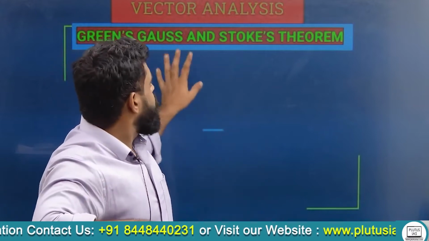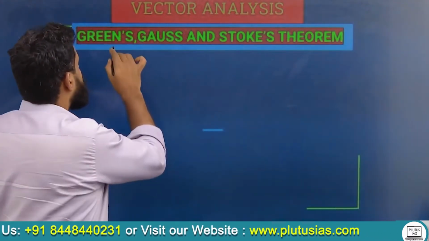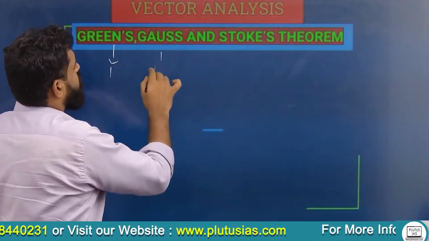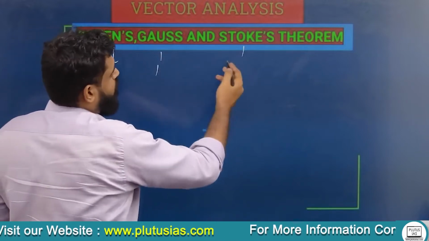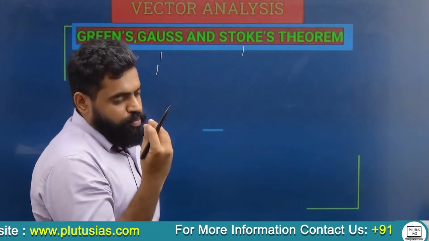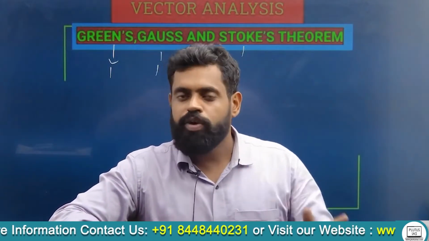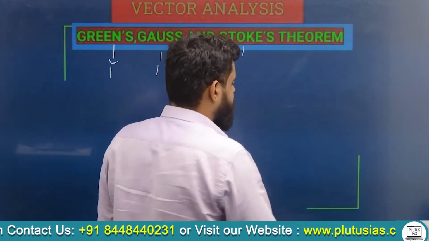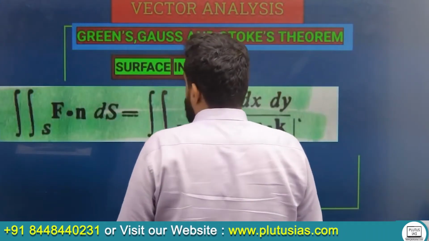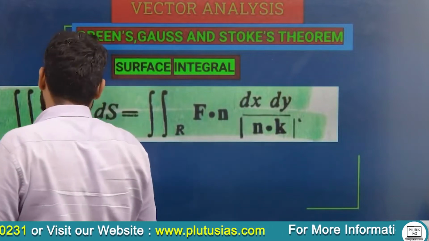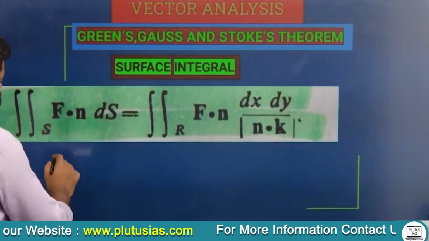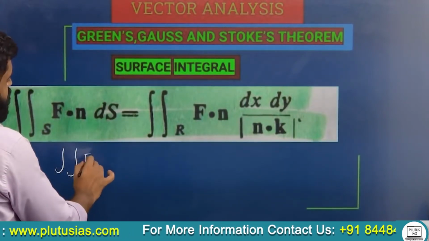And every year there is one question from Green, and one question from Gauss or Stokes. Out of these, two is the minimum; there could be three questions, one each from Green, Gauss and Stokes, but two is the minimum.